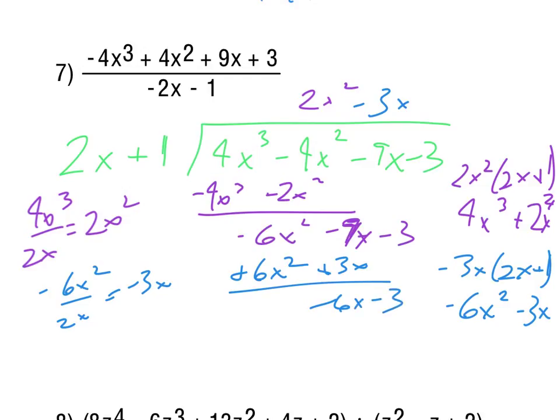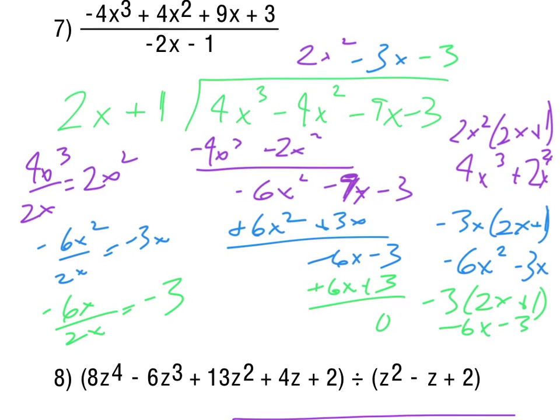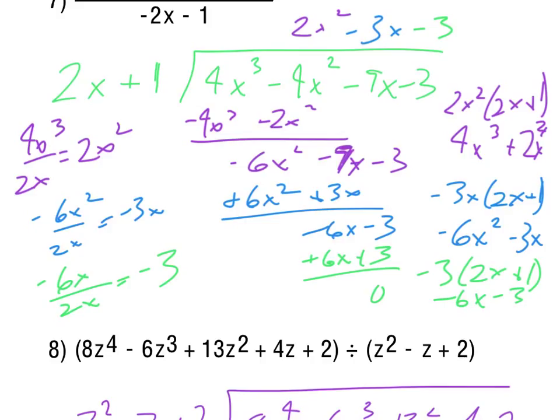So one last time through my process, negative 6x divided by 2x is negative 3. Find the product of negative 3 and 2x plus 1. So I get negative 6x minus 3, so adding both of those, adding 6x, adding 3, so we get a 0 for the remainder. So really the answer, just being that quotient on top, 2x squared minus 3x minus 3, is all we have there.